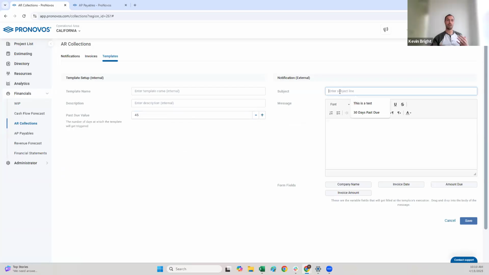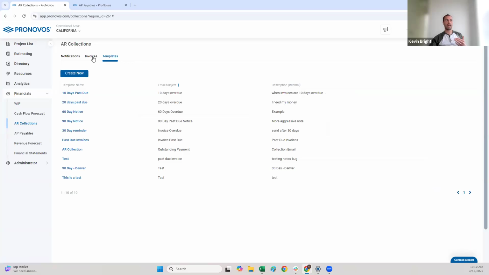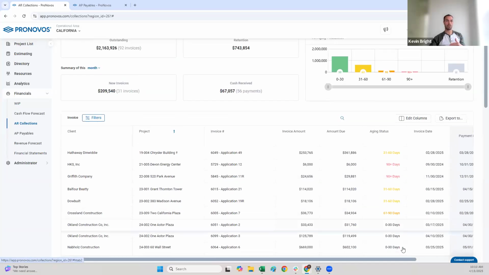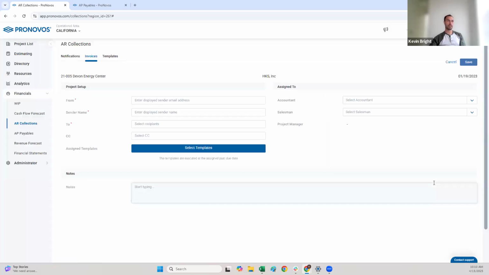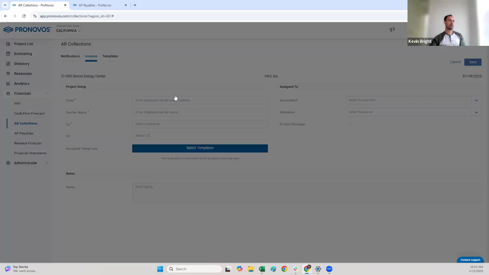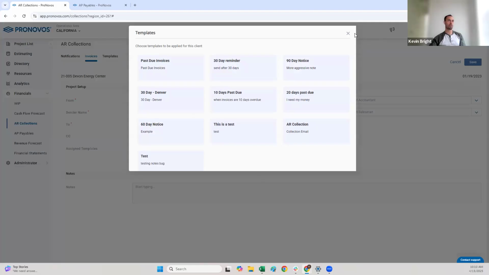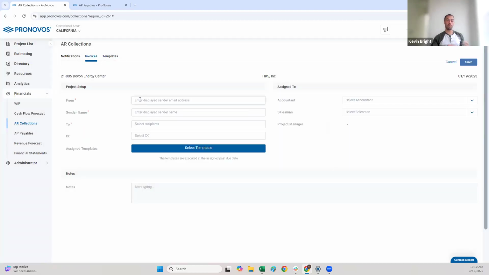You can create a default subject line. You can use these form fields to auto-populate, so you can include the company name, the invoice date, amount due, invoice amount, create a draft email, and then basically that allows you to apply that template to any individual project. So when I go to my setup field here, I can select those templates. So I can select which ones I want to apply, who I want to send that template to, so whoever my counterpart is with the client that's going to be facilitating the payments, and then who I want it to be from.